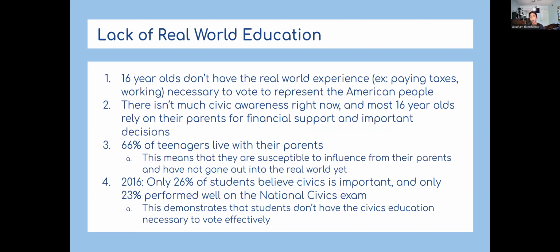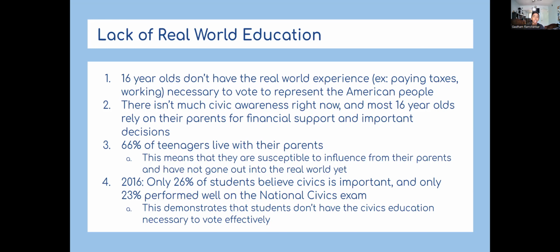Now, looking at the second point that the opposition side can bring up, this point is all about the lack of real-world education. 16-year-olds may not actually have the proper real-world experience. For example, things like paying taxes and working aren't responsibilities that are faced by all 16-year-olds, whereas adults will more often be facing these types of responsibilities and obligations in their day-to-day life. And it can be argued that these jobs and responsibilities are necessary to vote to represent the American people as a whole.